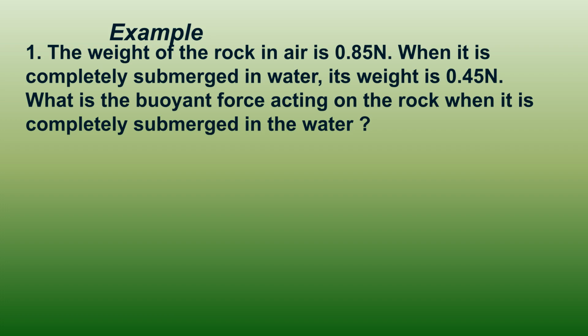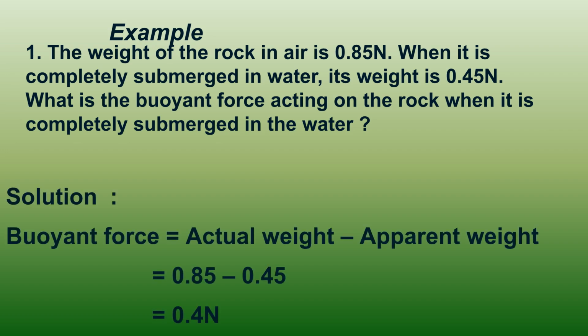Let's look at an example. A rock weighs 0.85 newtons in air and 0.45 newtons submerged in water. The buoyant force is calculated as the actual weight minus the apparent weight, which equals 0.4 newtons.